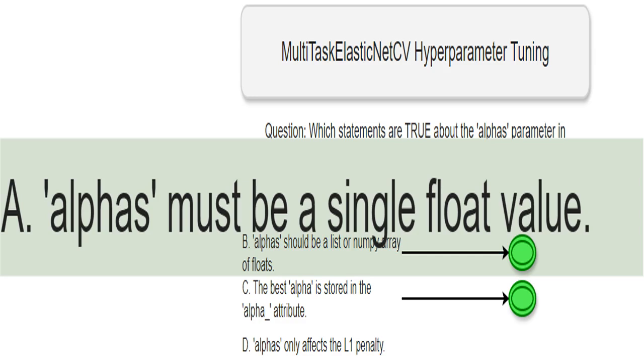The alphas parameter in MultiTaskElasticNetCV isn't a single number. Instead, you provide a range of values, so the algorithm can find the best one through cross-validation. Think of it like searching for the best ingredient amount in a recipe.